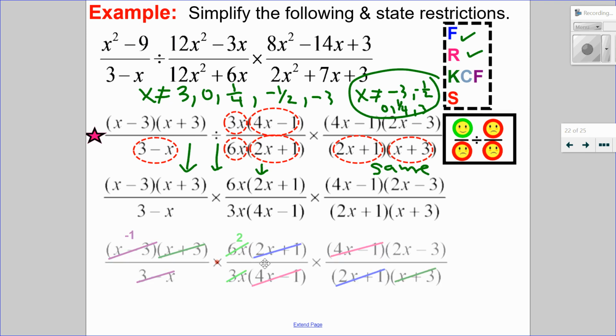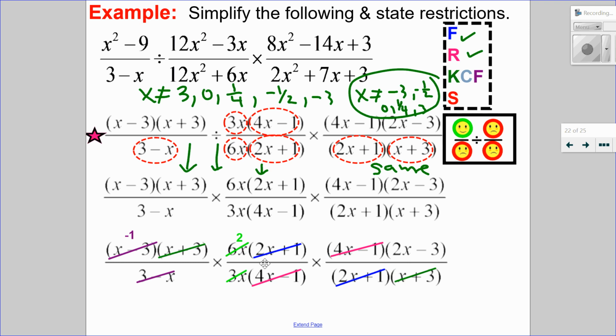So lots to simplify here. I love it when it works out like this. See the purple here? These simplify to be -1 because it's same but opposite, x and -x, -3, +3. And I have x plus 3 and x plus 3, 2x plus 1 and 2x plus 1, 4x minus 1 and 4x minus 1, and then 6x divided by 3x is 2.